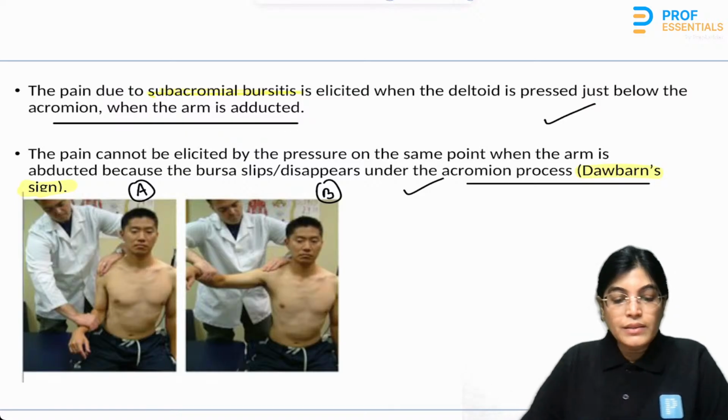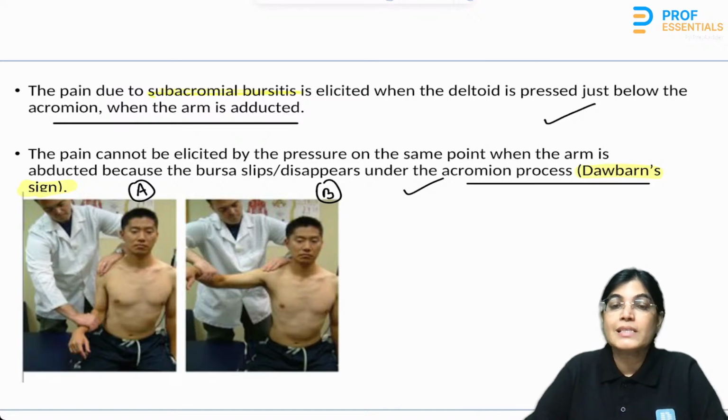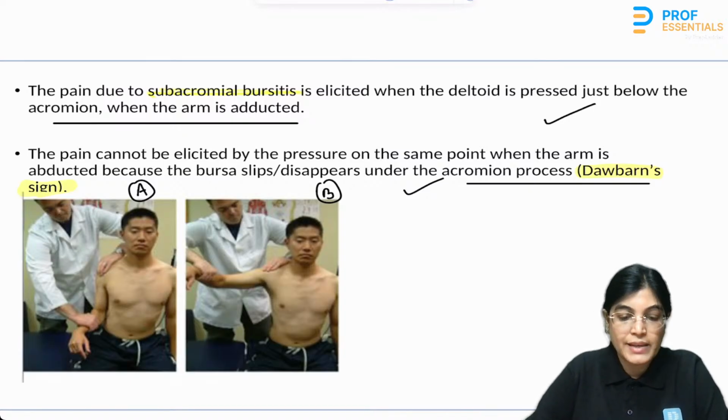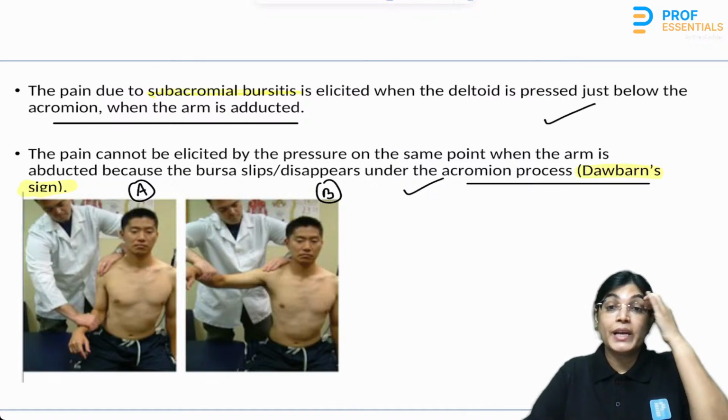So when the compression is done at the same point, just below the acromial process, but the arm is in another position, a more abducted position, the bursa slips or disappears under the acromial process and the pain is not felt. So this is called Dawbarn's sign, which is very important for you to understand, and it is well appreciated in images A and B.